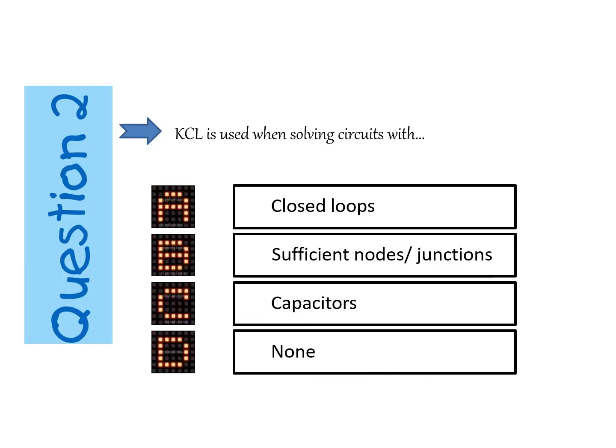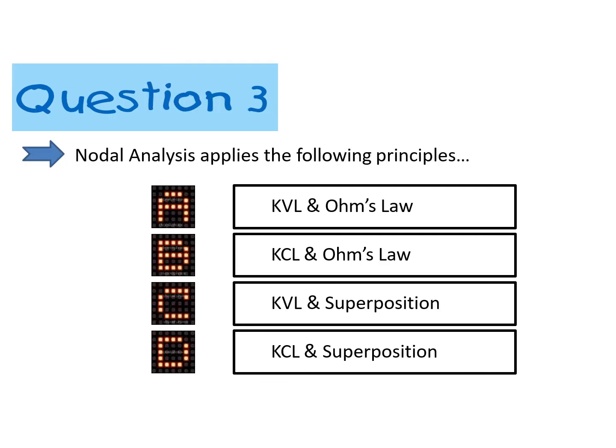Now the second one. Kirchhoff's current law is used when solving circuits with which one? Closed loops, sufficient nodes or junctions, capacitors, or none. I think the answer is closed loop. Is it not? Kirchhoff's current law is applicable for closed loops. Now the third one, nodal analysis applies the following principles. In node analysis, we are applying Kirchhoff's voltage law or Kirchhoff's current law. So the answer is the second option, B.